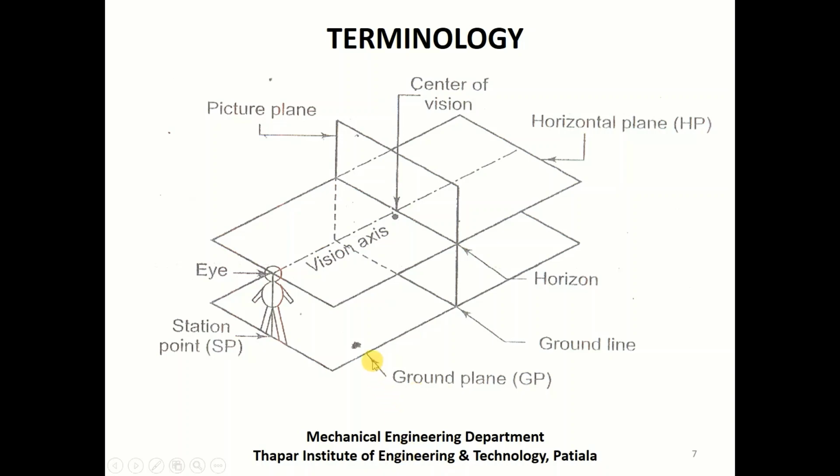There is a ground, there is a station point, there is an eye, there is a horizontal plane, there is a picture plane, and there is a horizon, there is a ground line, and the direction of viewing of the observer is called the vision axis, and wherever this direction of viewing of the observer meets the horizon, that point is called the center of vision, and later it will also be called the vanishing point.